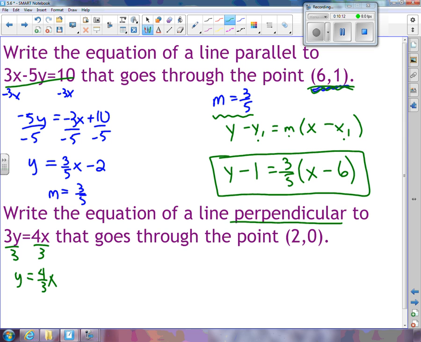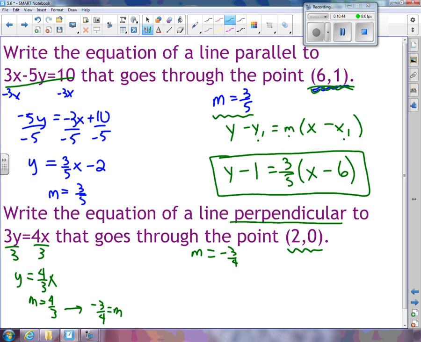Now the slope of this line is 4/3, but I want the slope of a line to be perpendicular to this line. So I'm going to take this slope and take the opposite reciprocal of it. So I'm going to change its sign, and I'm going to flip it. So now I know that I want my slope to be -3/4. So I've gotten what my slope is. They told me what the point should be.